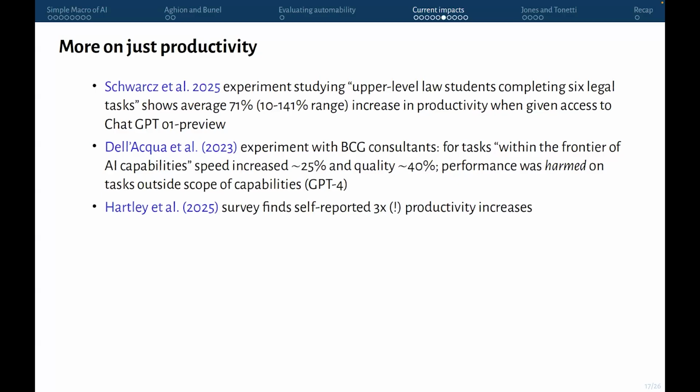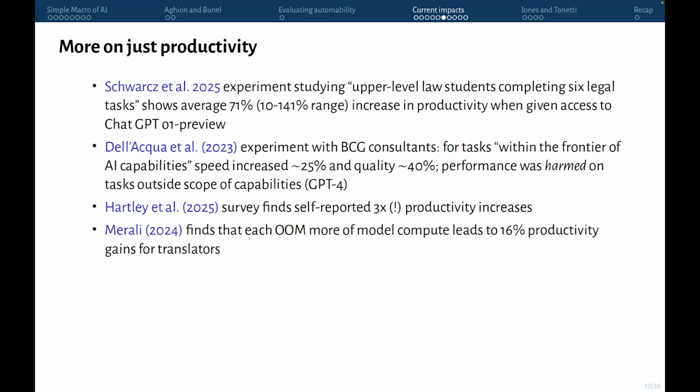That same Hartley et al. survey we talked about earlier finds a self-reported 3x productivity increase, which is huge. But there's going to be a caveat about that in a second. This Morali paper that I mentioned looks at different orders of magnitude of model compute in language translation tasks and finds that adding an order of magnitude of model compute leads to 16% productivity gains for translators.